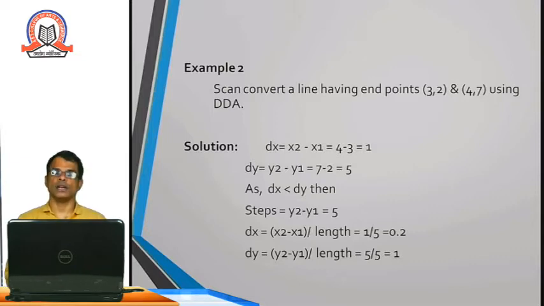Now we have to calculate the incrementing value for x as well as y. So dx is equal to the difference divided by the length, that is steps. Our difference is 1 and steps are 5. So 1 divided by 5, the incrementing value for dx is 0.2. dy is equal to y2 minus y1, that is the difference, upon steps. The difference is 5 and steps are 5. So the incrementing value is 1.